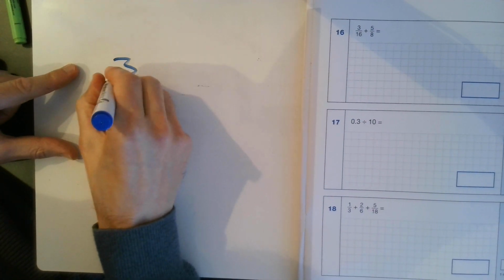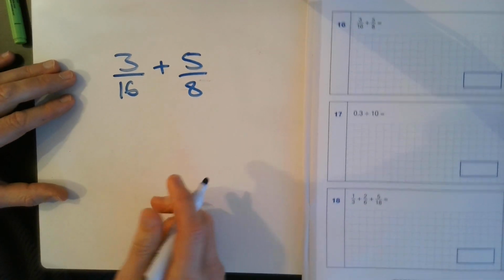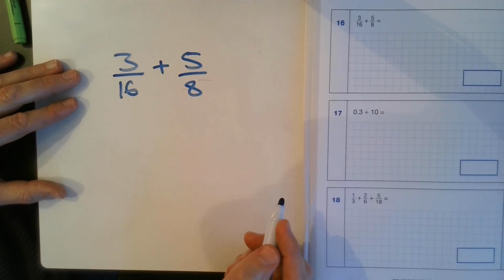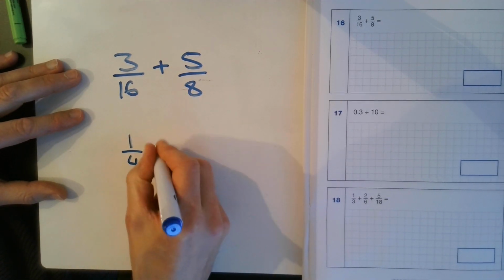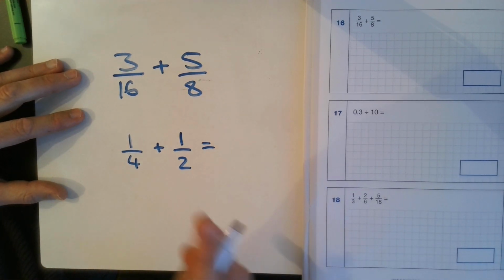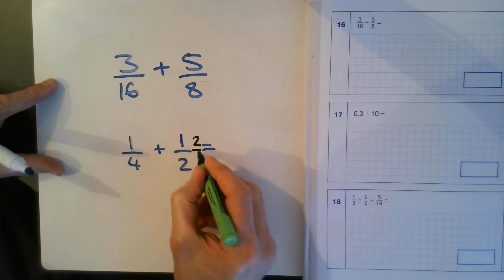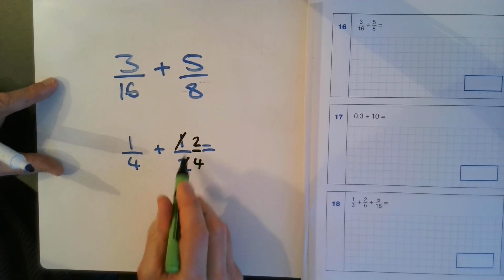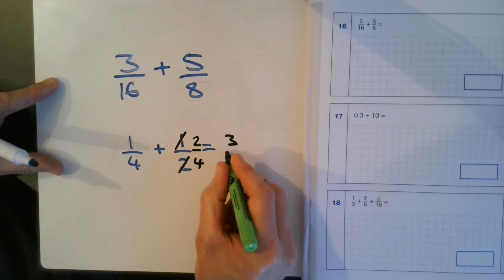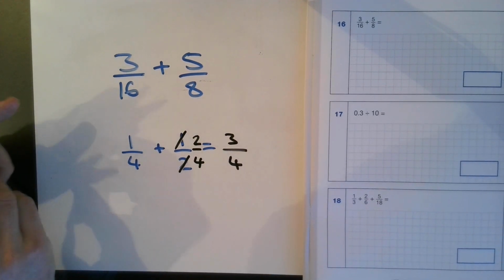3/16 add 5/8. Now, when we're adding fractions, we need to make the denominators the same. It's just like if you were going to add 1/4, add 1/2. I'm sure most of you know the answer to that, but without even thinking about it, what you actually do is change that 1/2 in your head to 2/4, because 1/2 is the same as 2/4, and then you're adding 1 add 2 is 3, and then the denominator remains the same. So we need to make the denominators the same in the first place.